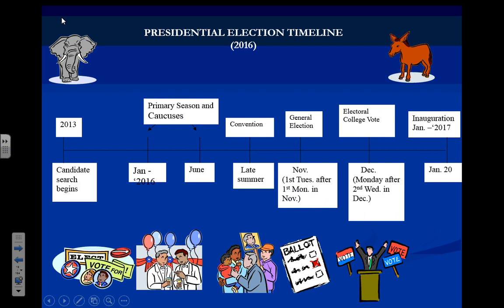Today we're going to look at primaries and caucuses and their role in a presidential election. Now, lots of times when we think of elections, we think of the general election. The general election is when there will typically be two candidates who have a chance of winning, a Republican and a Democratic candidate. They run against each other, and whoever wins gets that political office.